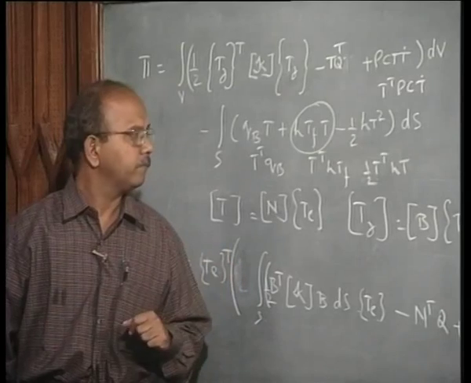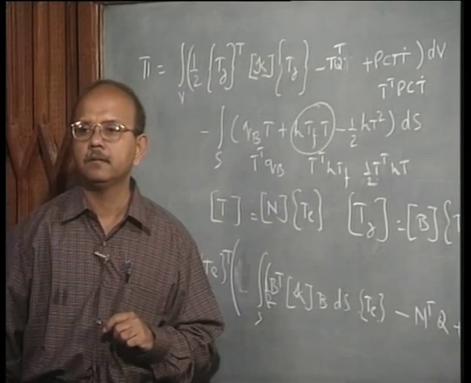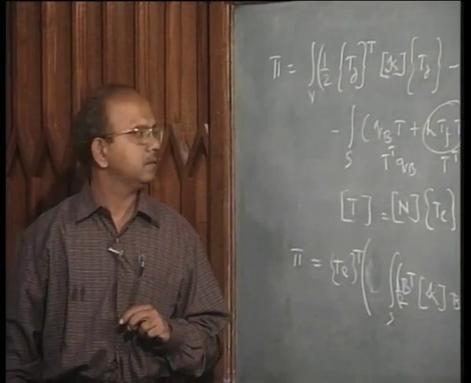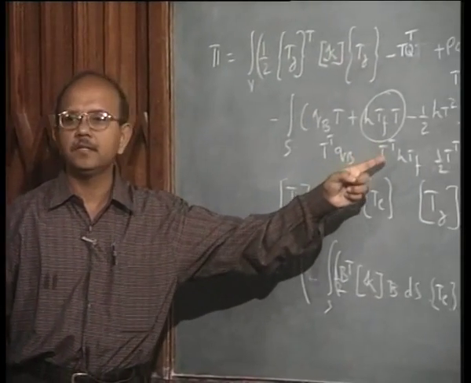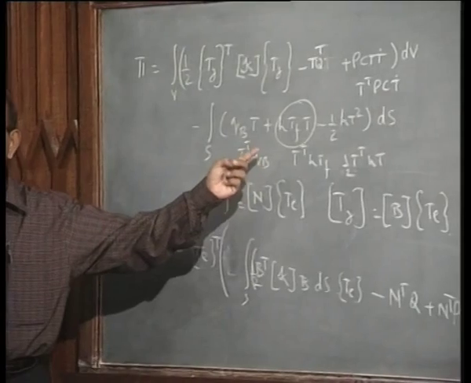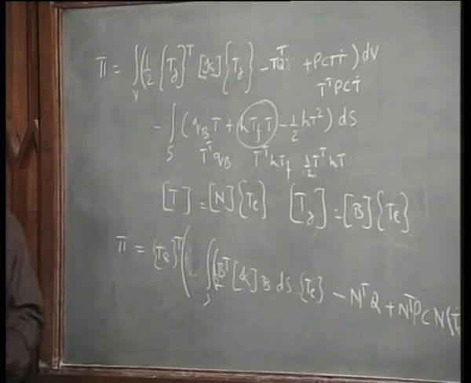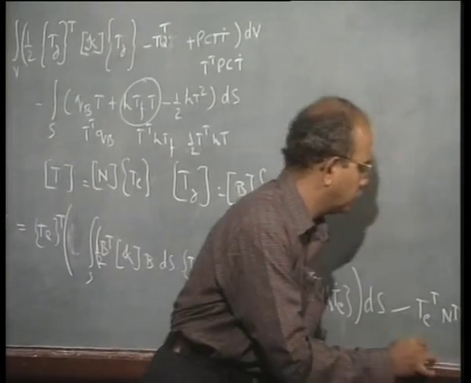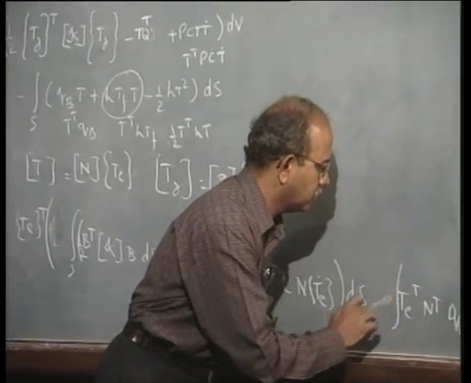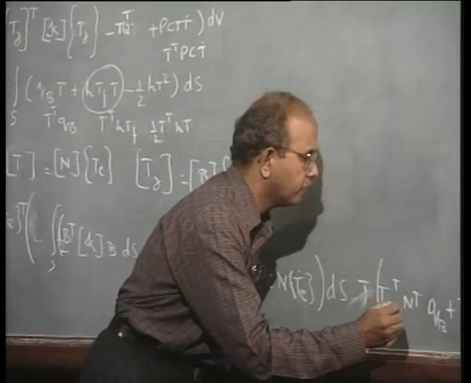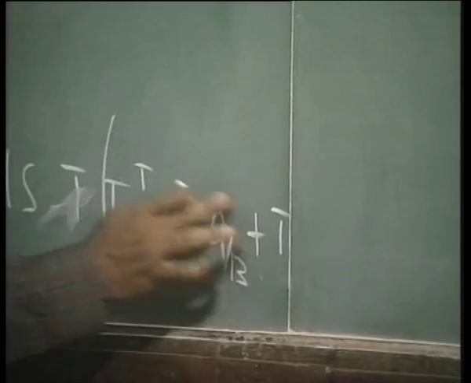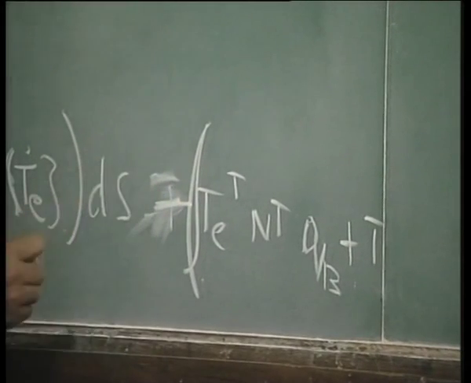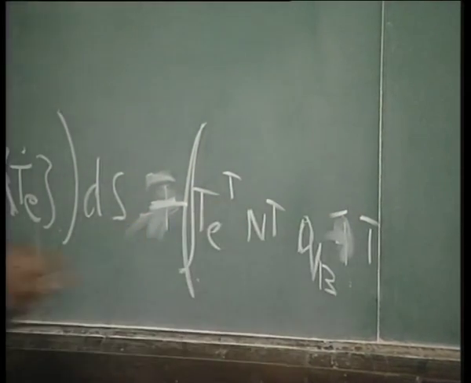What is the next term? So N transpose T transpose N transpose HTF plus minus, so that becomes, if I put the whole thing in, then this becomes minus here, right?